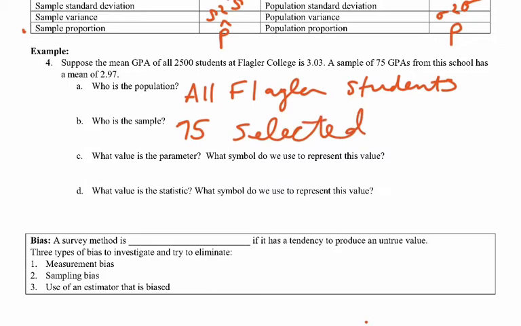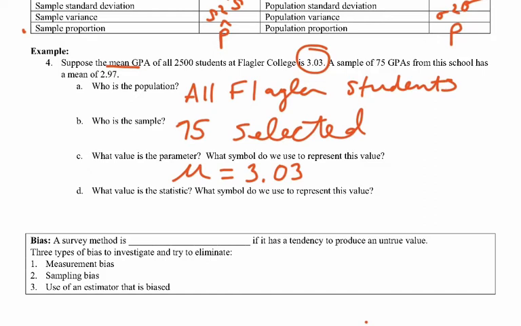What value is the parameter and what symbol do we use to represent this value? So the parameter would be the measurement on the population. In this case, we do know what it is. It's 3.03. Remember, it was a mean, so we're going to use mu to represent that. So mu equals 3.03 because it's a population mean. And this is kind of an unusual example in that we actually do know what the parameter is because I have information about all Flagler students, hypothetically. I could go to the registrar and get everybody's GPA and compute the mean. That's not always going to be the case though, so this one's a little bit different.